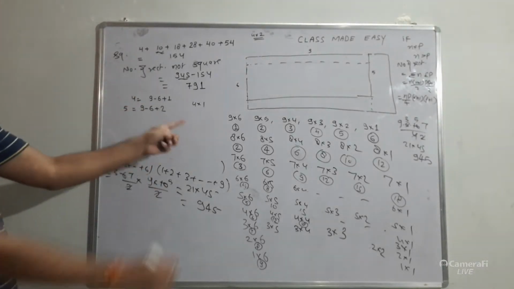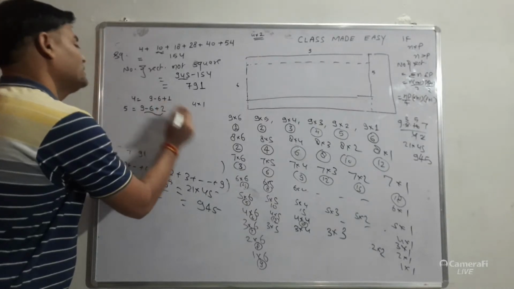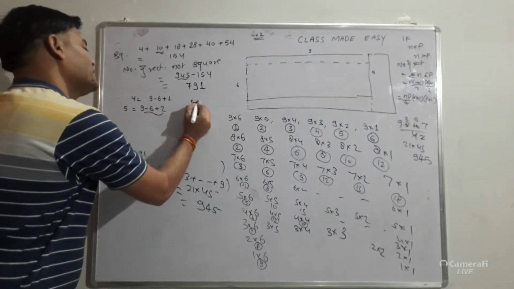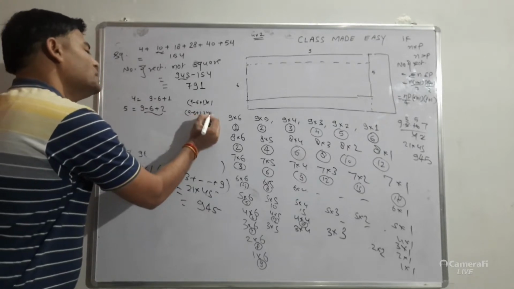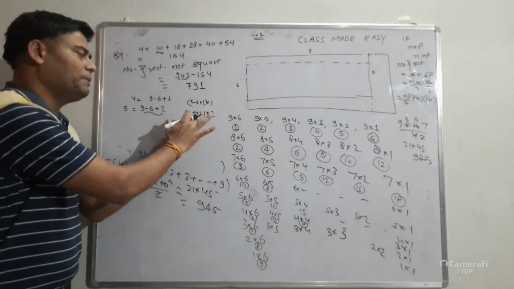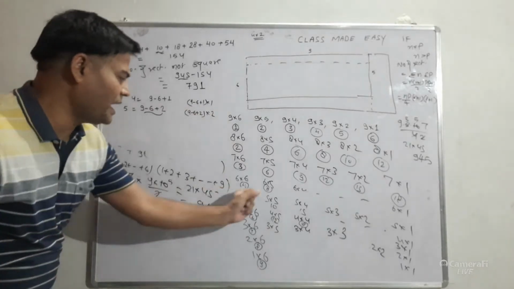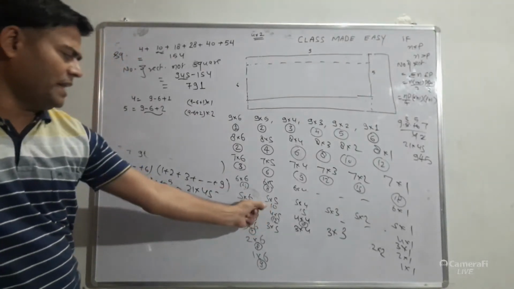And this is the second element. So multiply this thing: 9 minus 6 plus 1 by 1, 9 minus 6 plus 2 by 2. See this, 3 plus 2 is 5, to the 10. Second element. See, anyone can understand this.